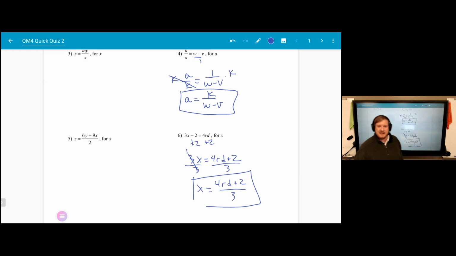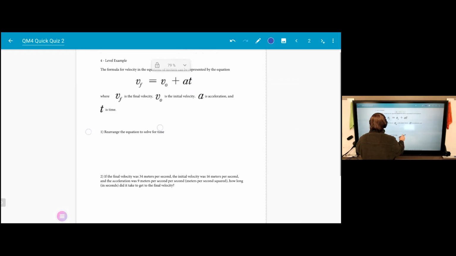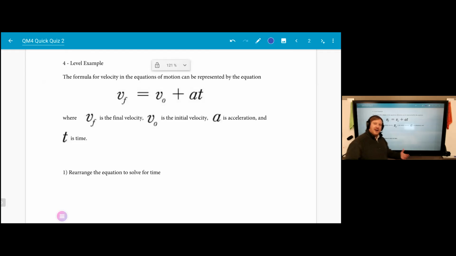Those are the evens. Let's take a look at a four-level example. What would this look like, Mr. Brayman? I'm glad you asked. That's my version of, hey, I didn't see you there.